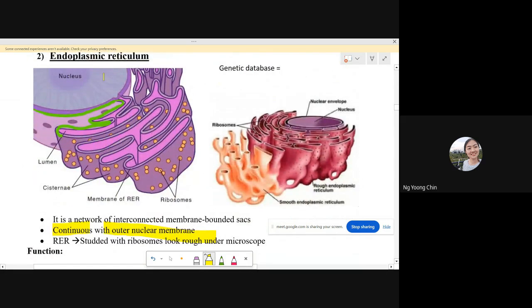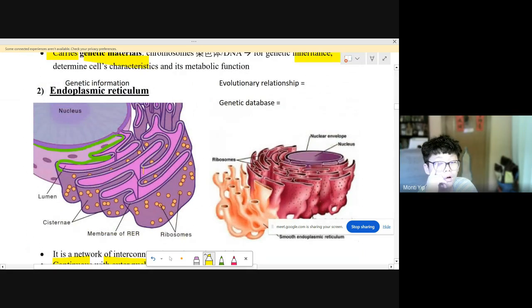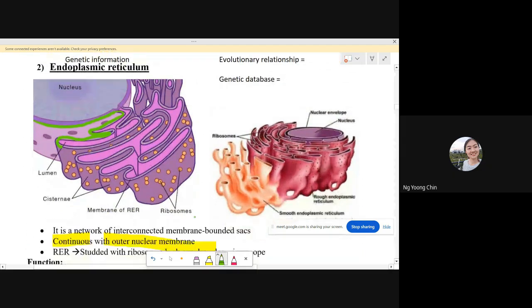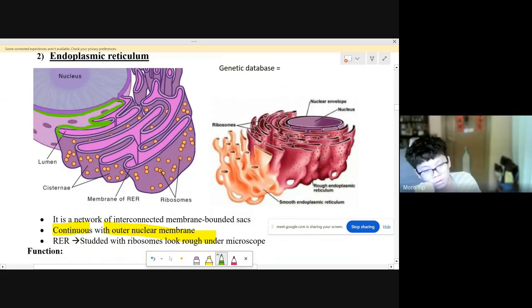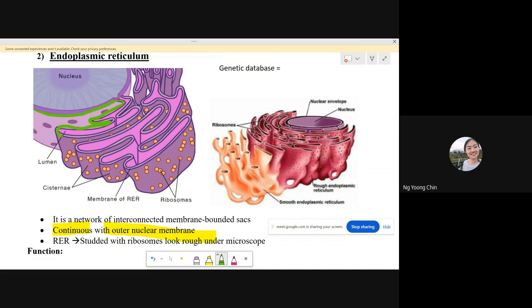And also this endoplasmic reticulum, you can see they just look like rods. They are actually composed of what we call interconnected membrane-bound sacs. A sac is just like your plastic bag. Your plastic bag is also a sac, right? A sac means an enclosed area. This membrane-bound sac means it's an area enclosed by a single membrane. And then they are interconnected. You can see this membrane is joined to another membrane, so they are interconnected.